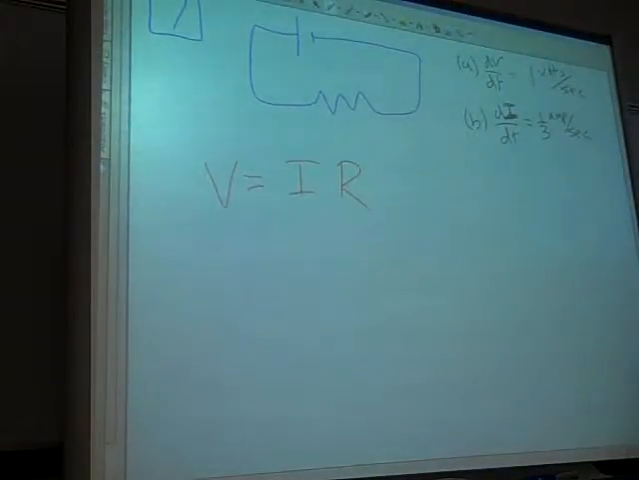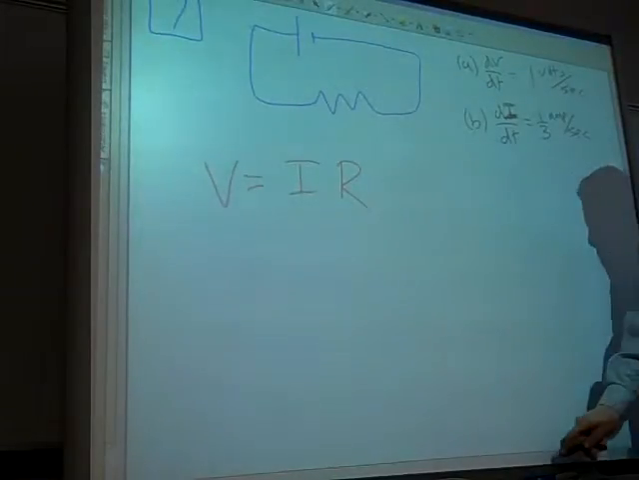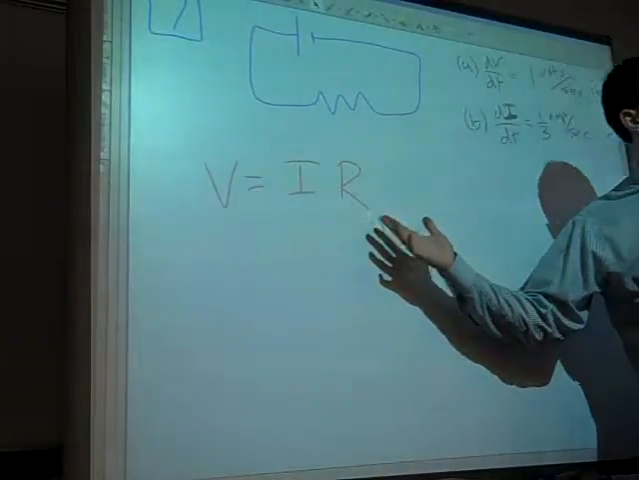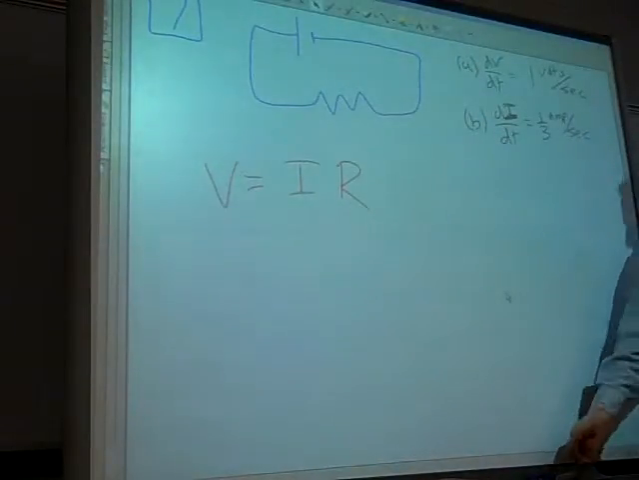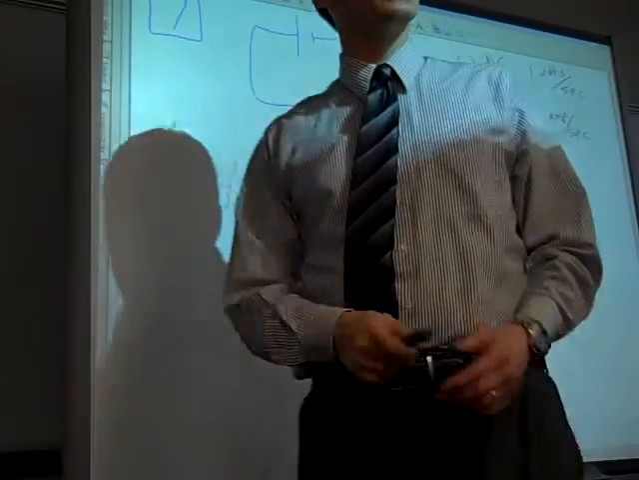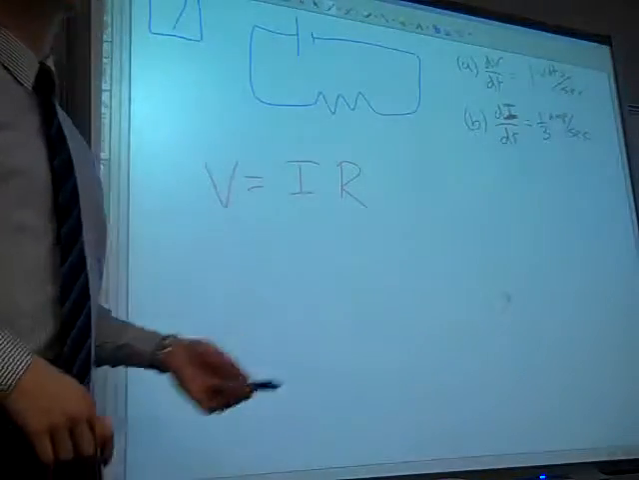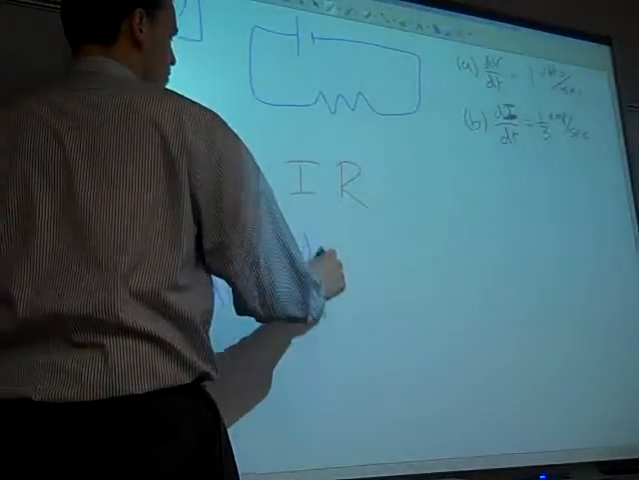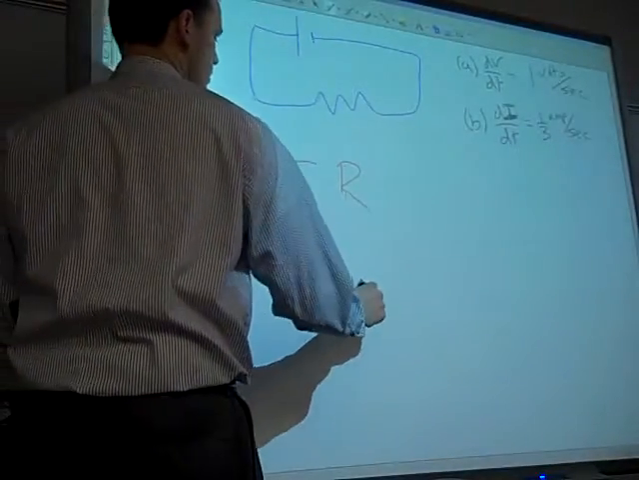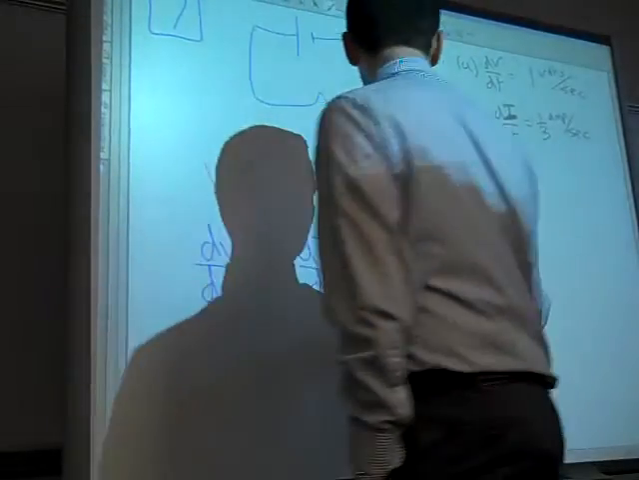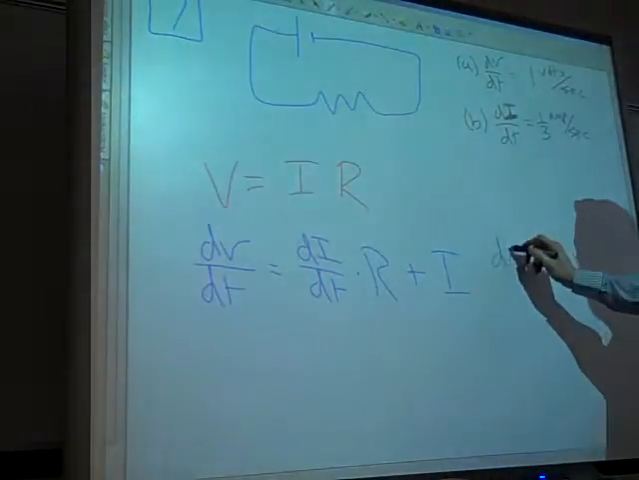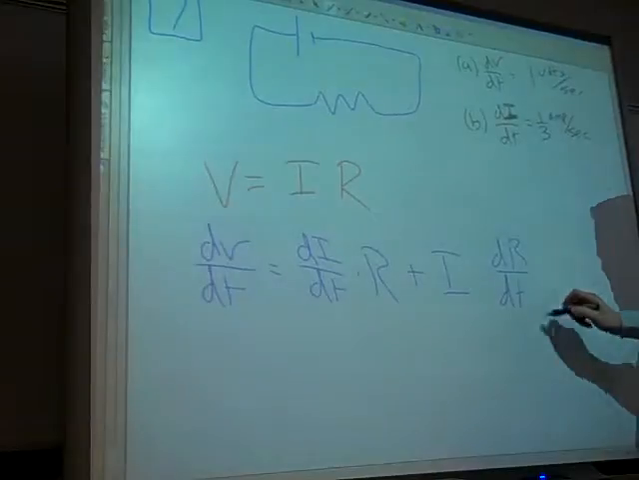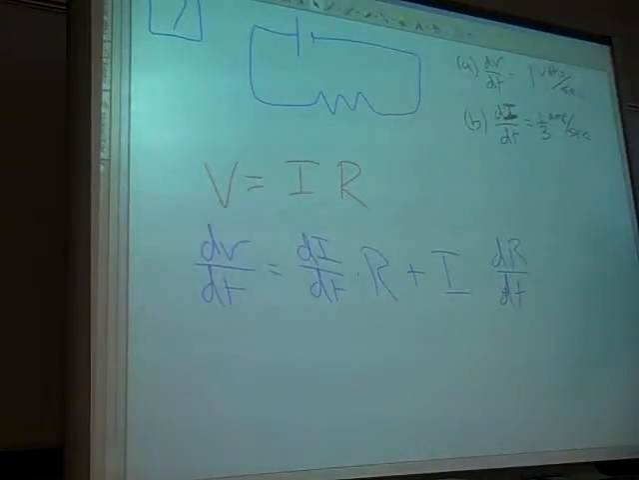And then part C is, write an equation involving all of them. So the equation is just the derivative of V equals IR. So when I take the derivative using implicit differentiation, what rule will I need to use? Product rule. Very good. So dV/dt is equal to dI/dt times R plus I times dR/dt. And that's part C.